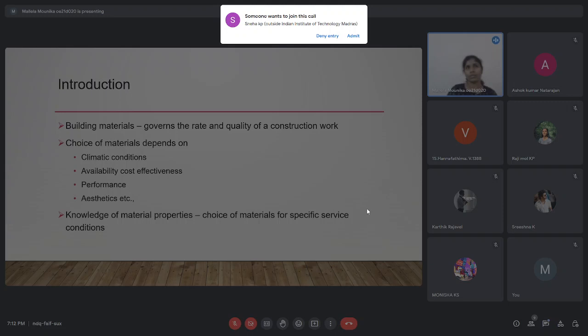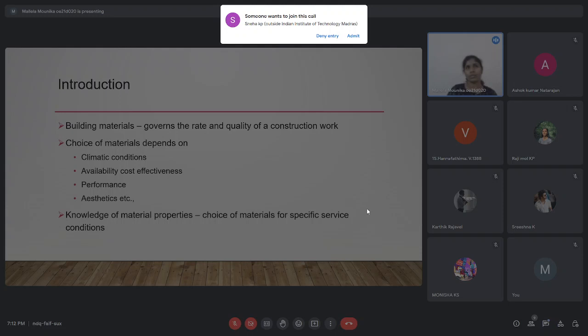Suppose now we have many types of materials in hand if we want to go for construction. But the choice of the materials is also very important, because the material choice changes based on many aspects, such as climatic conditions. Based on the climatic conditions, we have to check the choice of the material. If you are in a very high temperature zone, then you can't go for a glass type of construction. So the choice of construction material depends on the climatic conditions and availability.